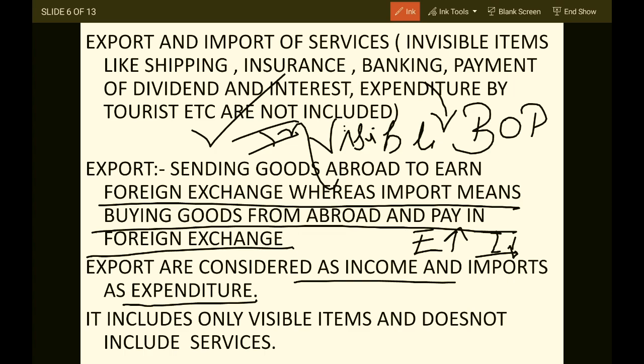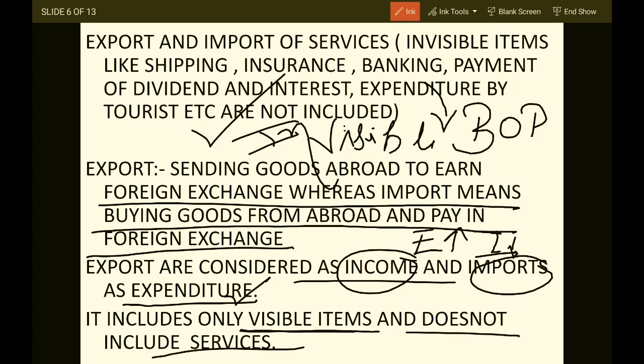Very, very important point, because in import we have to pay, that's an expenditure for the country, and in export the country will be earning from other countries, so that's an income for the country. It includes only visible items and doesn't include services. Services are invisible.